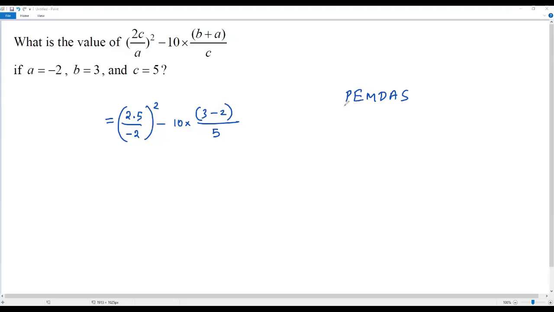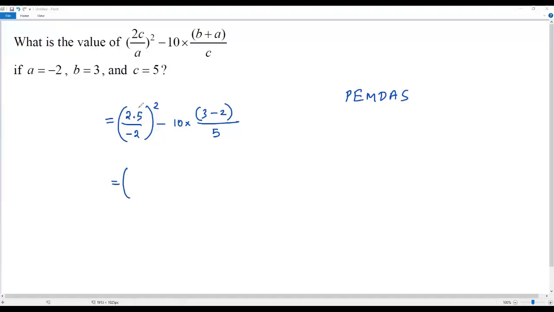Okay, here in PEMDAS, the first letter we have here is P. P refers to parenthesis. That is, we have to do the stuff inside the parenthesis at first, and then we have to do exponents, then we have to do multiplication, division, addition, and subtraction. Okay, here we have two parentheses. One is here and other one is here. First let's evaluate the stuff inside the first parenthesis. That is 2 times 5 over negative 2.